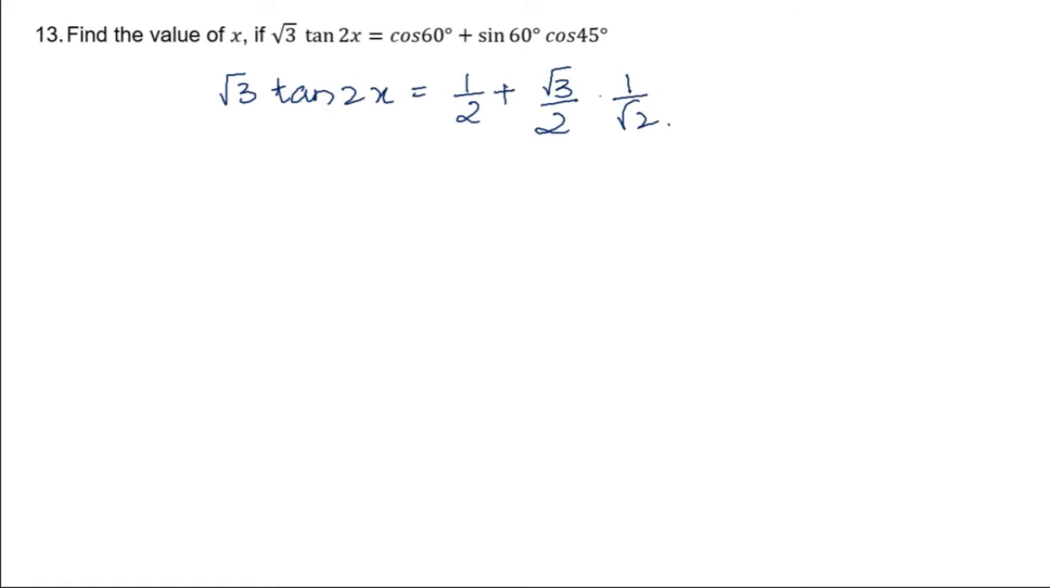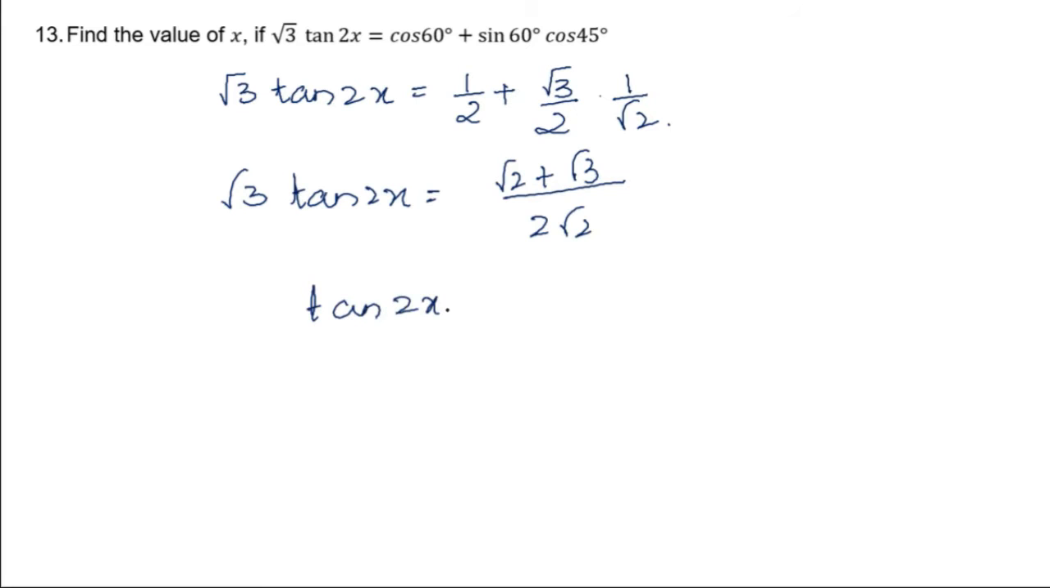When we further simplify this, we will be getting root 3 tan 2x equal to, the LCM is 2 root 2, so root 2 has to be multiplied here, root 2 plus root 3. So tan 2x will be equal to root 2 plus root 3 divided by 2 root 2 times 1 by root 3. So somewhere I feel the question is incorrect, improper.